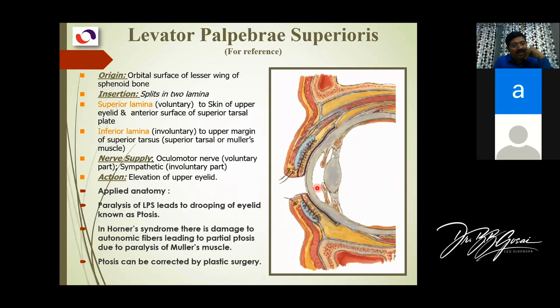Levator palpebrae superioris we discussed with the eyelid, but I'm just recapping some of the points. It comes from the apex of the orbit, which is the lesser wing of the sphenoid. So this is the bone. And when it comes to the eyelid, it divides into two parts, as you can see here. One part is going like this. I will draw with a highlighter. This one. This one. Sorry, red.